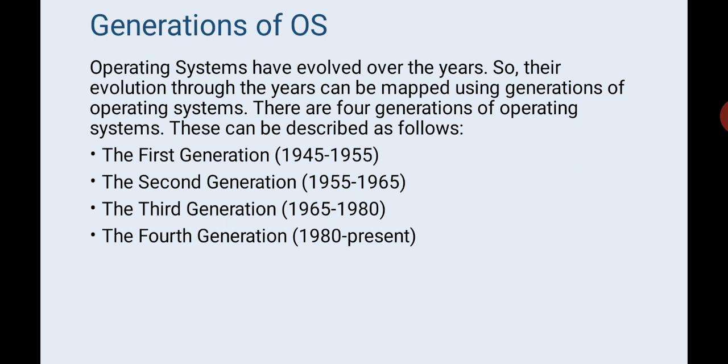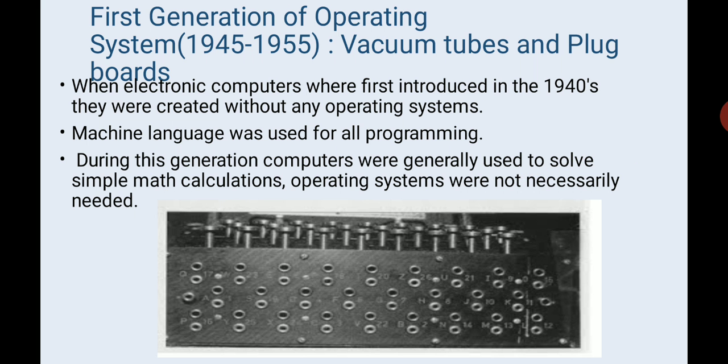There are basically four generations of the operating system. The very first generation spans from the year 1945 to 1955. This was the time when vacuum tubes and plug boards were used, and when computers actually came into existence. Machine language was used for all programming. There was basically no need for an operating system, because it was usually used for doing simple math calculations.